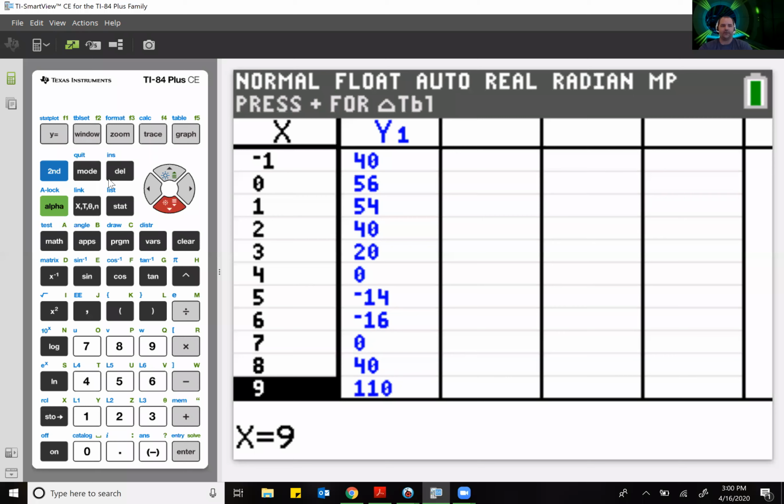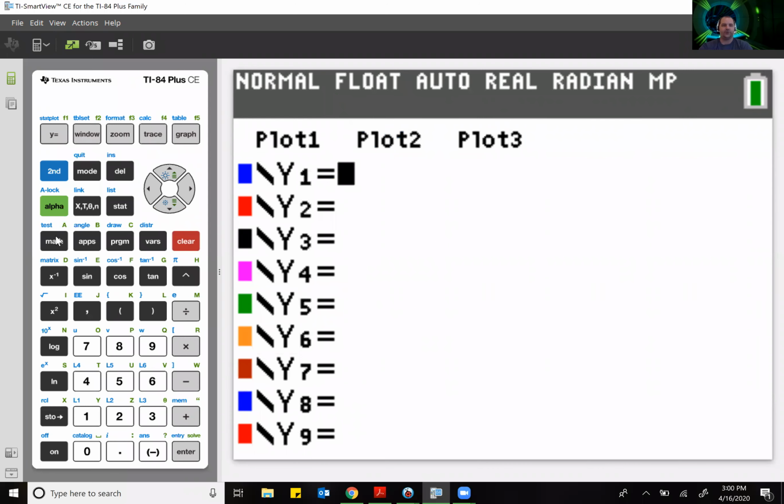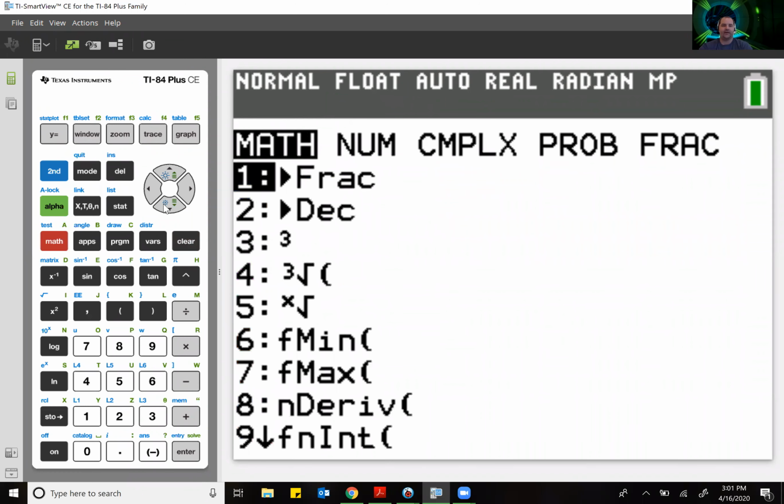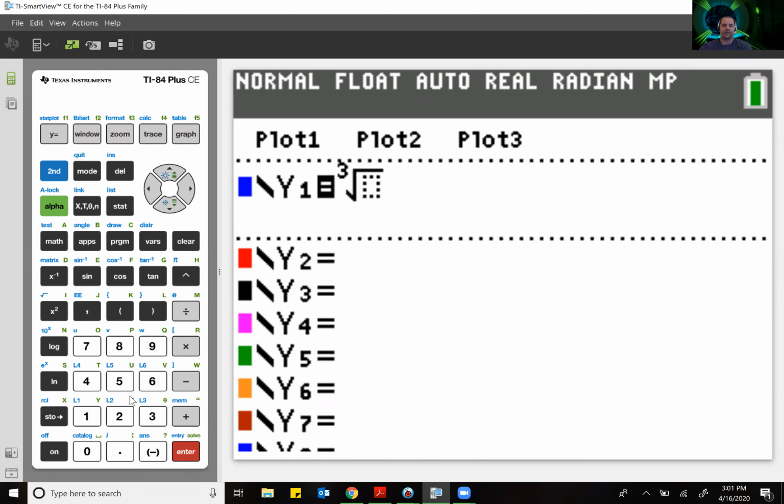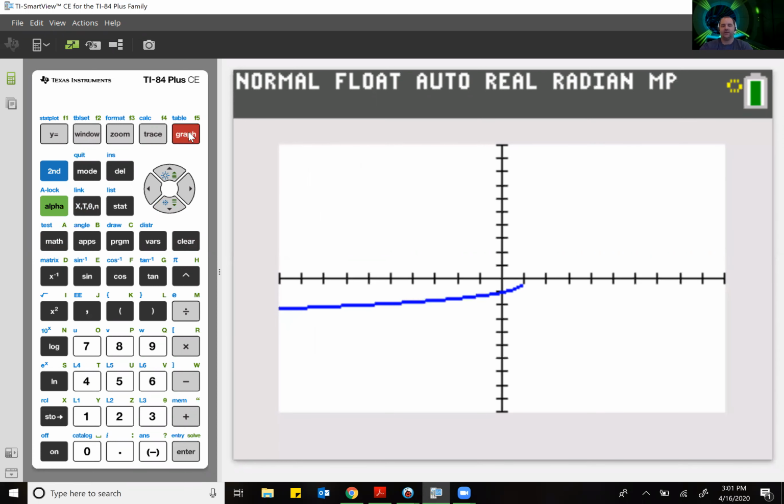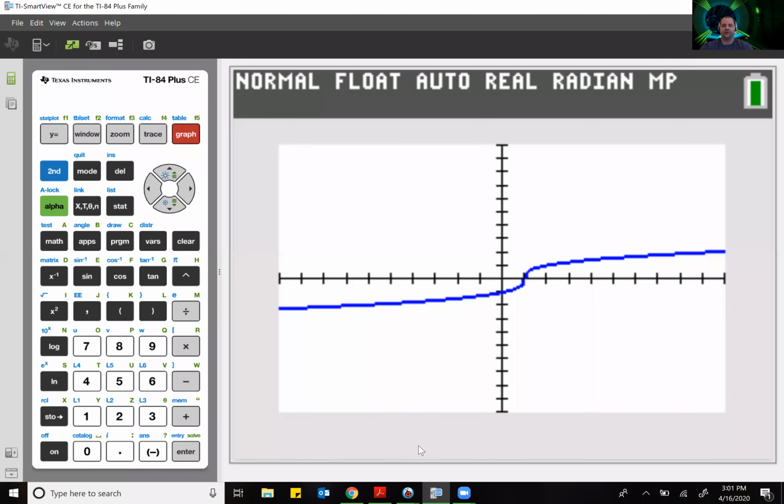So we come right over in here. Your cube root is under math, and it's right there at number 4. Hey, look, that looks just like what I wrote on my paper. X minus 1. Hit graph. There's the inverse, and there was only one picture that looked just like that.